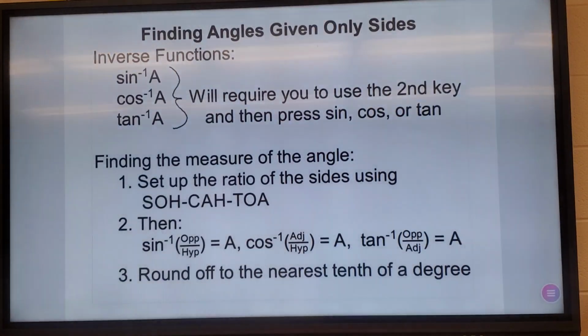Again, you're going to round these off. I know it says the nearest 10th of a degree. However, let's round it off to 2 decimals. Let's go ahead and do it to the nearest 100th.